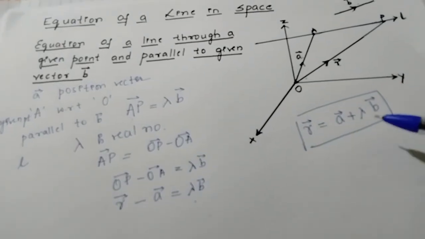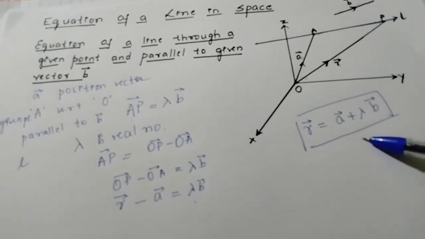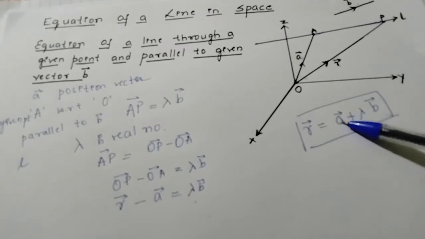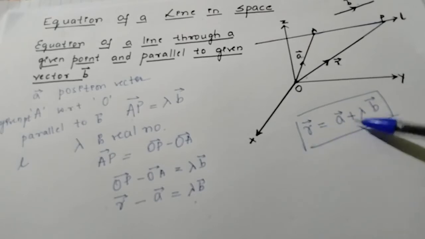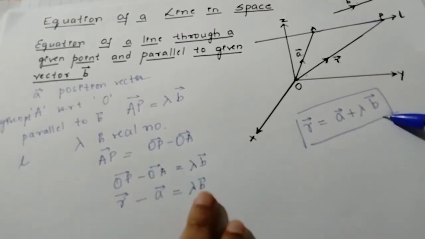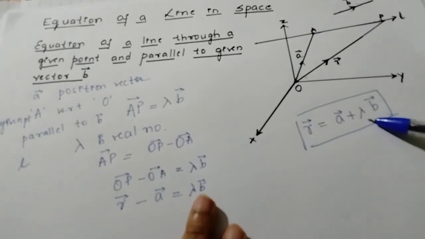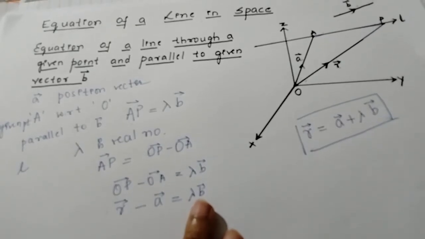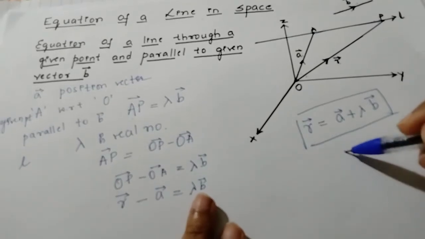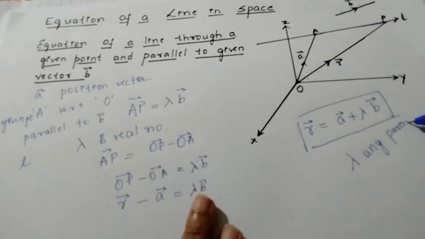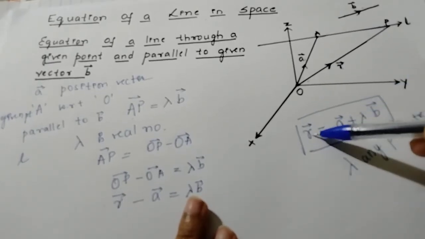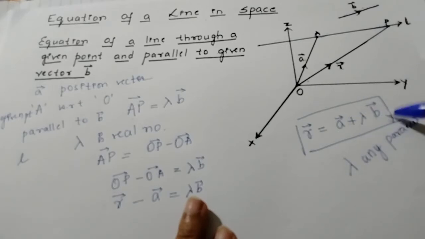So this itself is the equation of a line through a given point which is parallel to the given vector. R is equal to A plus lambda B. Shifting the A to this side, we get A plus lambda B. Any parameter lambda. So the line equation is given by R is equal to A plus lambda B.